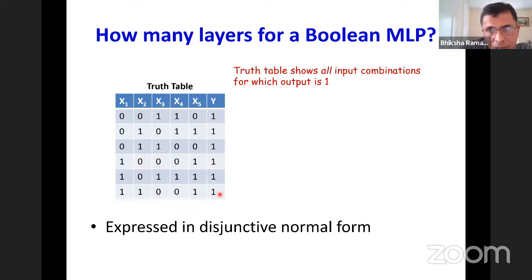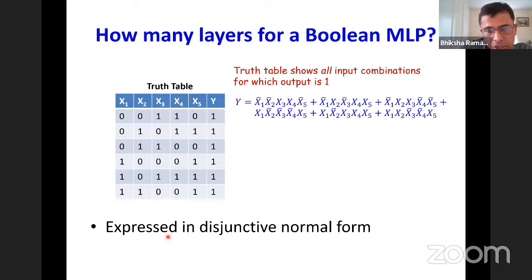Perfect. So now, when I want to compose a Boolean function for this table, all I have to do is write out a DNF formula for it. Now consider this first row. This first row says the output must be 1 if x1 is 0, x2 is 0, x3 is 1, x4 is 1, and x5 is 0. So I can write the Boolean function for it as not x1, not x2, x3, x4, and not x5. So under that condition, the output is 1.